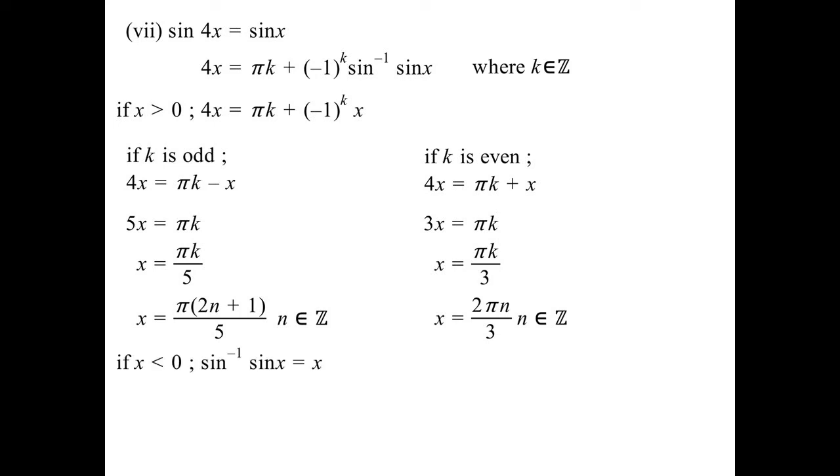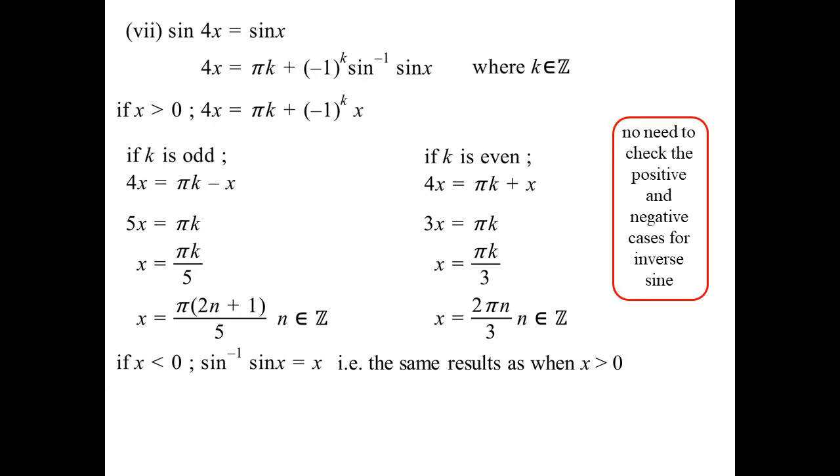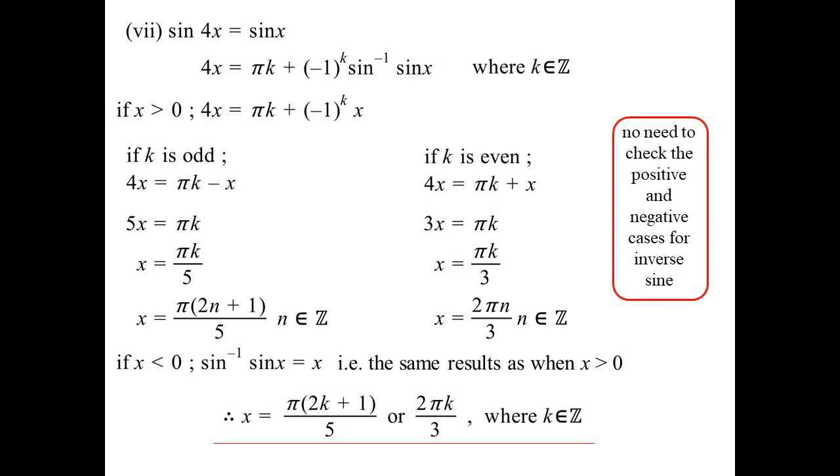What if it's negative? So inverse sine of sine x will equal x. That's the equation we're trying to solve. But that's the same results as when x is greater than 0. What I guess I'm getting at is I don't have to worry where I do have to worry about odd and even. So we end up with these two.